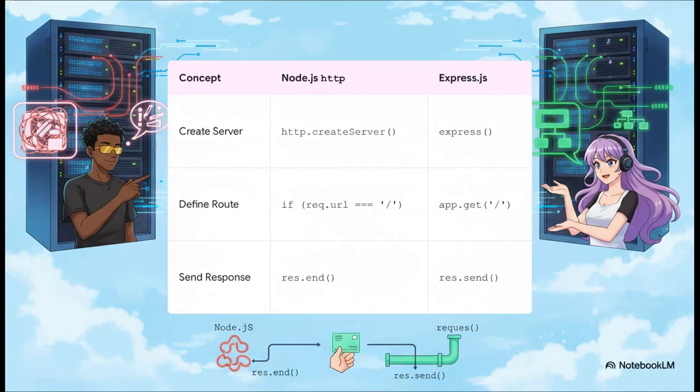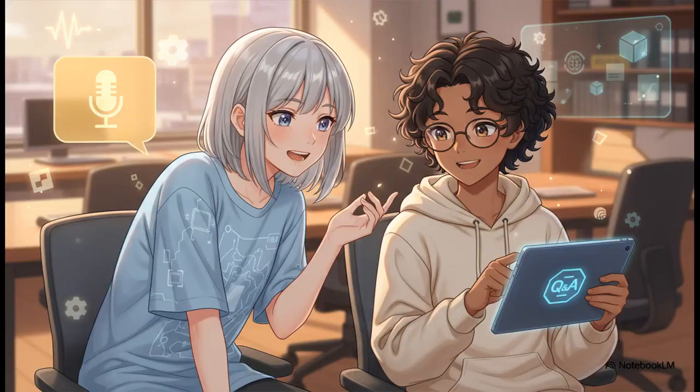This comparison table just nails the difference, doesn't it? Creating a server, defining a route, sending a response, every single step is just so much more direct and readable in Express. It's not just about writing less code, it's about making your code say what you mean. I want to get data. I want to post data. It's way clearer.